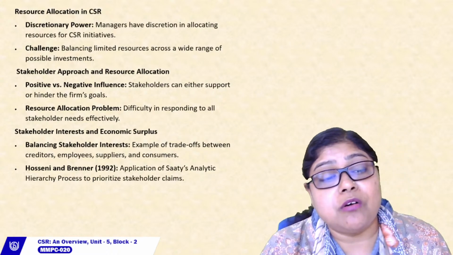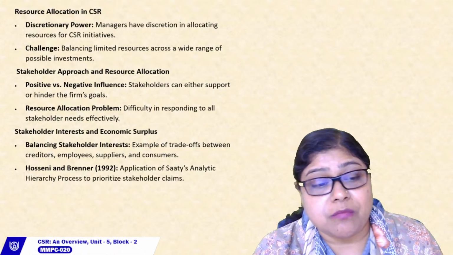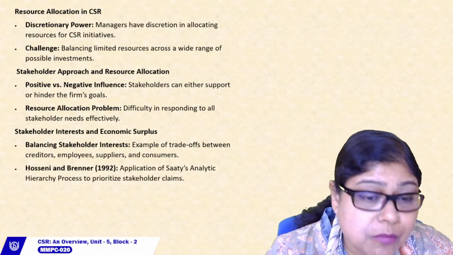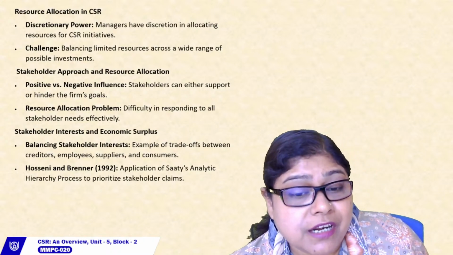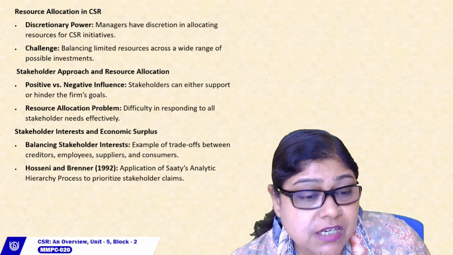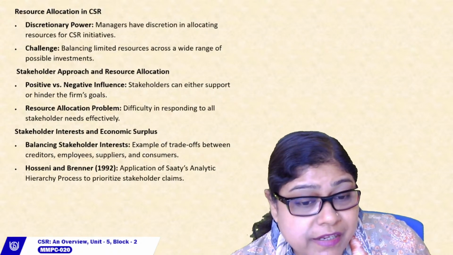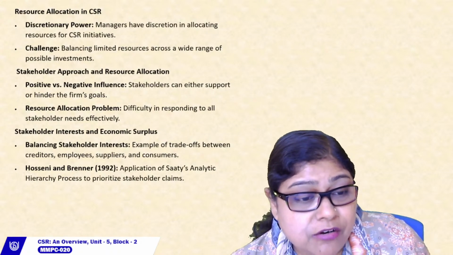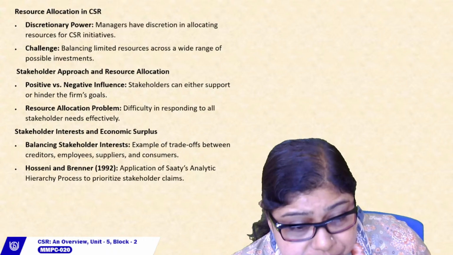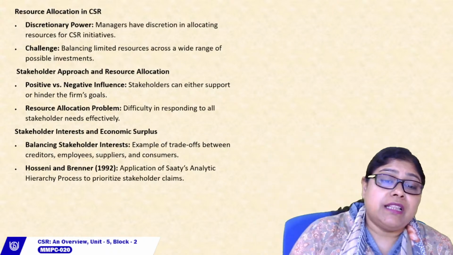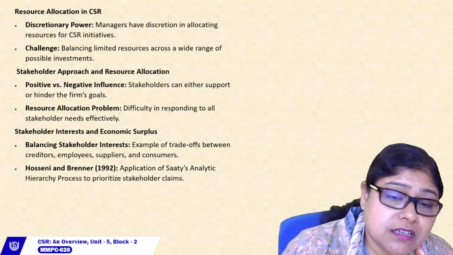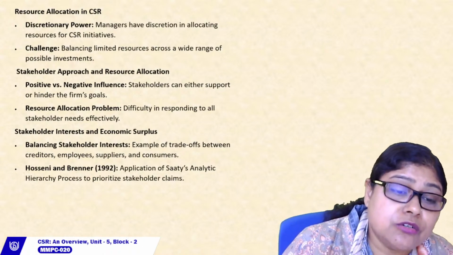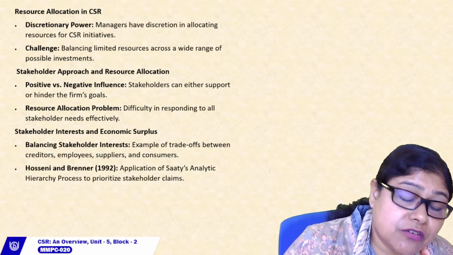When I'm talking about stakeholder interest and economic surplus, I am talking about balancing the stakeholder interest. For example, the trade-offs between the creditors, the employees, the suppliers, and the consumers. According to Hosseini and Brenner in 1992, there is an application of Saaty's analytic hierarchy process to prioritize the stakeholders' claims.